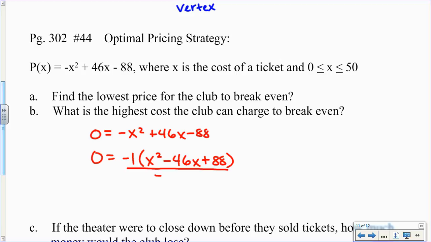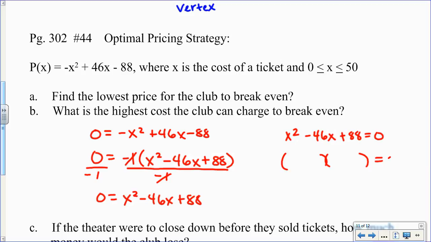And what happens when I divide both sides by that -1? Yeah, it just cancels out. So I'm solving this. If you don't feel comfortable with that factoring, you can always use the quadratic formula and then you don't have to change anything. But now that we have a setup like this, it's not too bad. So I need numbers that multiply to give me 88 and add to give me -46. Good. -44 and -2. So x is 44 and x equals 2.